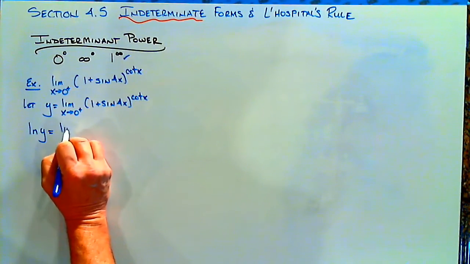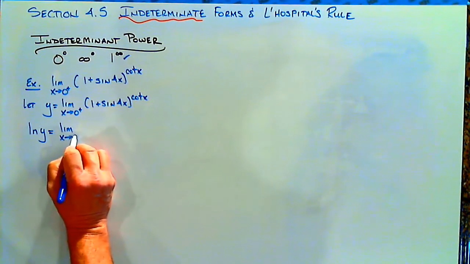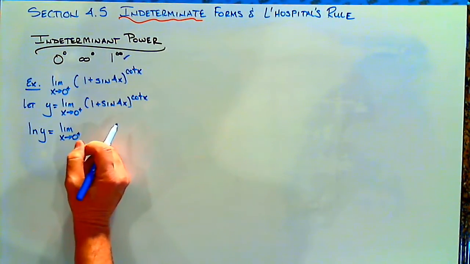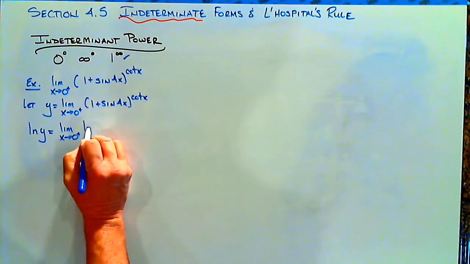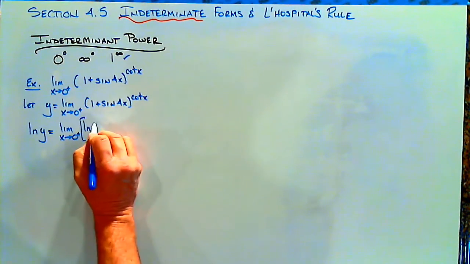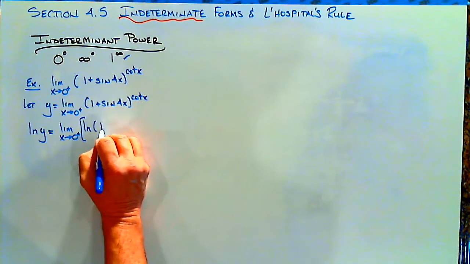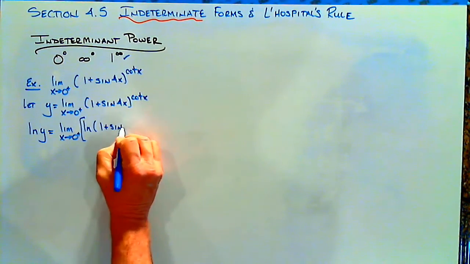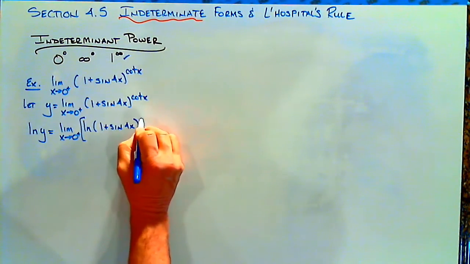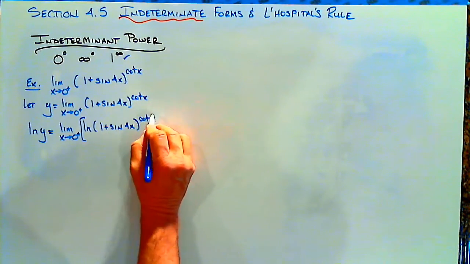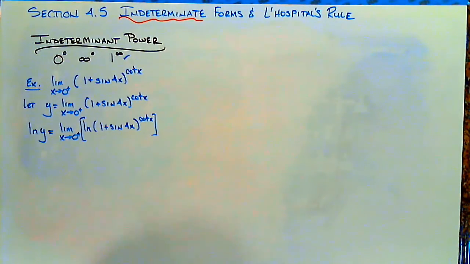And what are we going to get over here? Well, over here we're going to get the limit as x approaches 0 from the right of the natural log of 1 plus sine 4x, all to the cotangent of x. This is what we get.